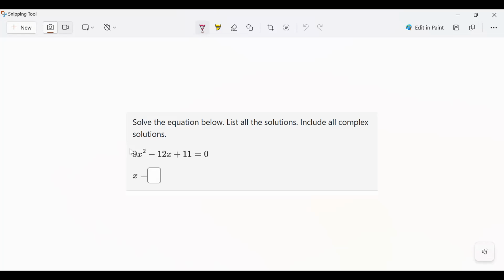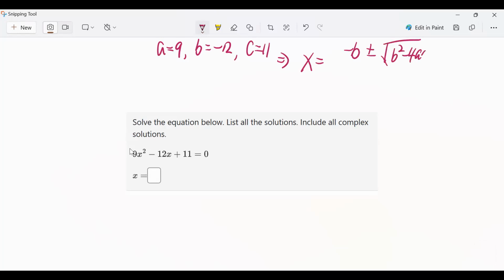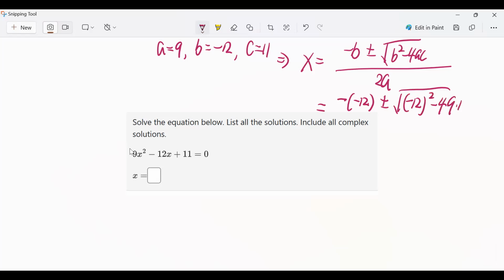All right, let's go over the solution. Here a equals 9, b is negative 12, and then c is 11. Again, we have the formula minus b plus minus radical b squared minus 4ac over 2a. Now throw in all the numbers: minus negative 12, and we turn it into positive. b squared is 12 squared, minus 4 times 9 times 11, over 2 times 9, which is 18.